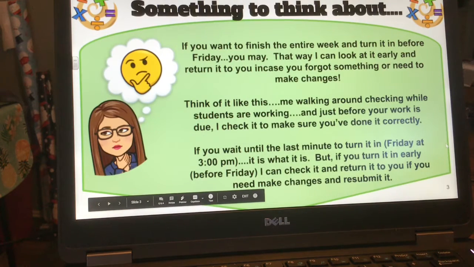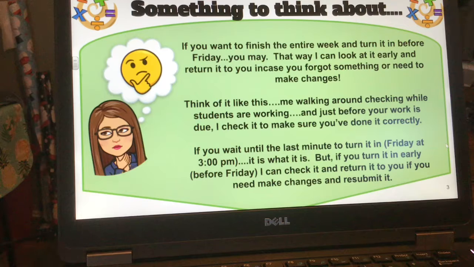All right, so one thing I want you to think about is if you want to finish the entire week and turn it in before Friday, you can. That way I can look at it early. Now, that doesn't mean you finish it in 1 day or 2 days. I think that when it comes to a topic like this, you don't necessarily want to finish it in 1 or 2 days. Take some time, but don't wait till Friday to finish it either. Make sure you guys are going through this because these are difficult concepts, and when you're learning something new, in order for it to stay, you've got to let it mull over in your head. Just think about it.